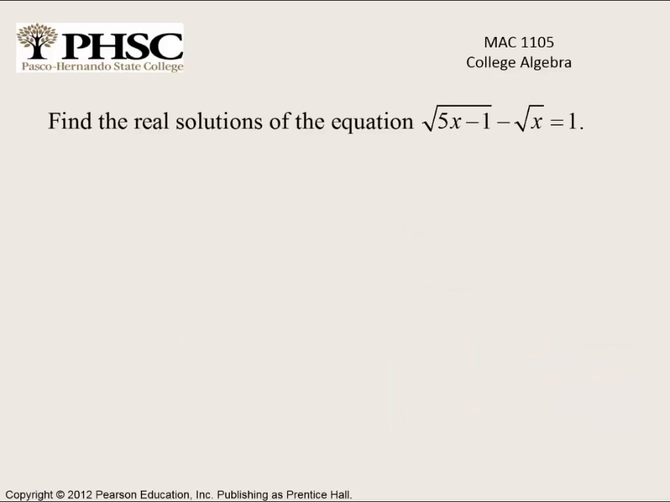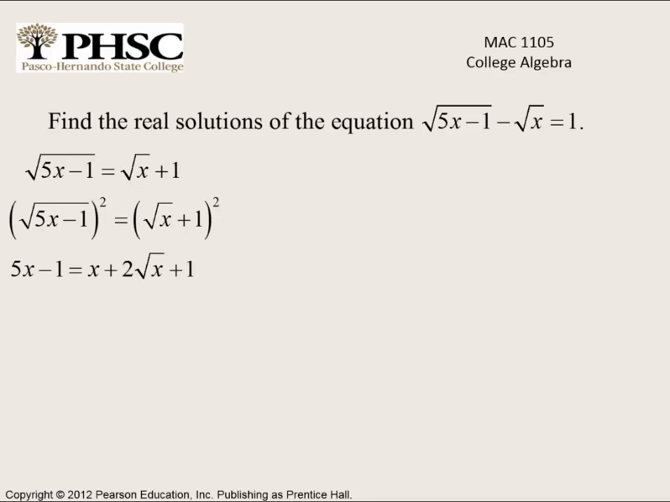Now, the third example: we have the square root of 5x minus 1 minus the square root of x equals 1. We move the square root of x over to the right side, so we add that to both sides. Now we square both sides of the equation. That gives us 5x minus 1 equals x plus 2 square roots of x, plus 1. Then we combine like terms, so we have 4x minus 2 equals 2 square roots of x. We want the square root of x by itself, so we divide everything by 2. That gives us 2x minus 1 equals the square root of x.